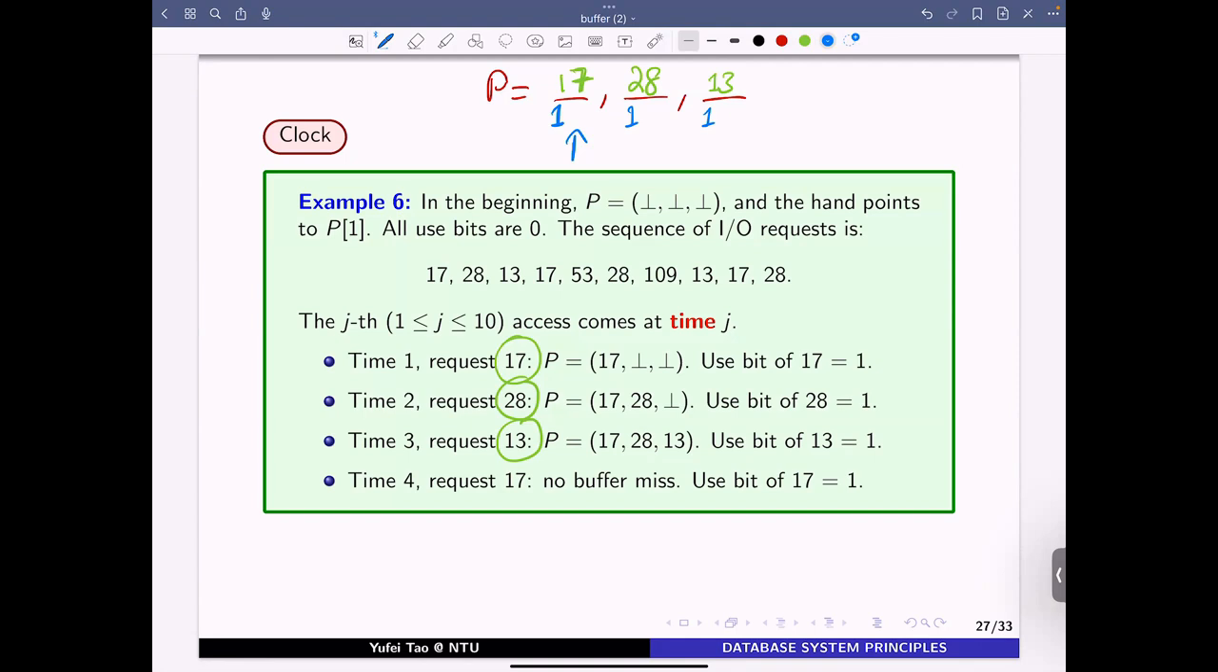Let's do the next one. Here we've got 17, and that's a hit. That is good. So we want to set the bit to 1, but it's already 1, so it doesn't change anything. But just so you know, every time you access a frame, you always set the bit to 1. This is called a use bit. It's been used.